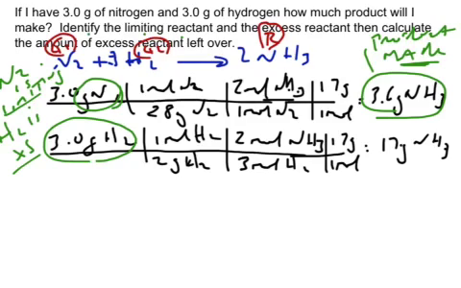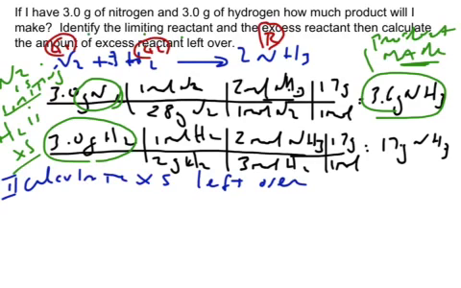And then it says calculate the amount of excess reactant left over. So I need to calculate. It's really telling me, and I'm going to change my color again, so now I'll call it part 2. It's calculate excess left over. And when it says calculate the excess, it's excess what? Well, hydrogen is my excess. So really, I'm calculating how much hydrogen.